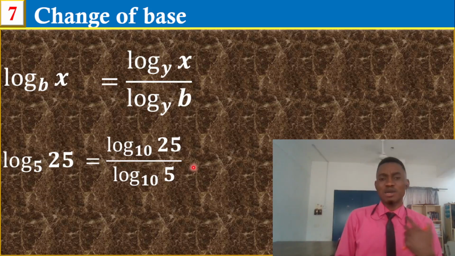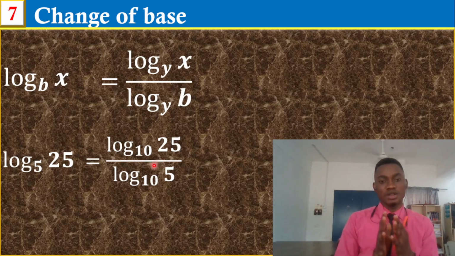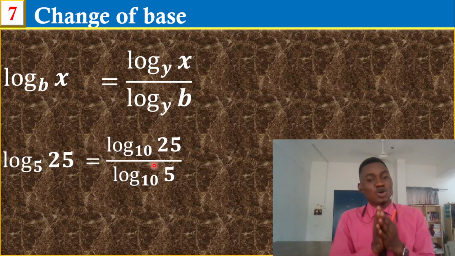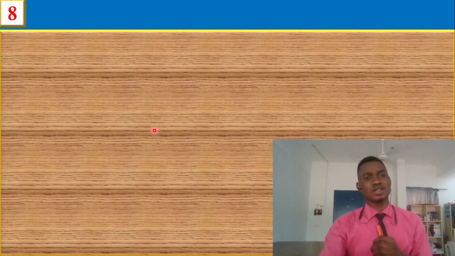Exactly. The whole aim of changing the base of a logarithm is just to make our solution easier. Assuming you have different logarithms with different bases, you may want to express them in the same base so that your work will become easier for you. This is just the whole idea. All right, let's look at the next law.